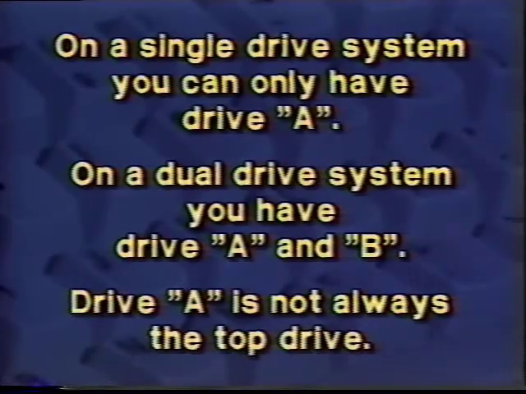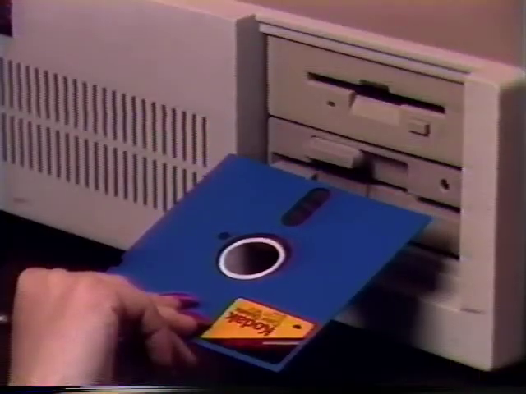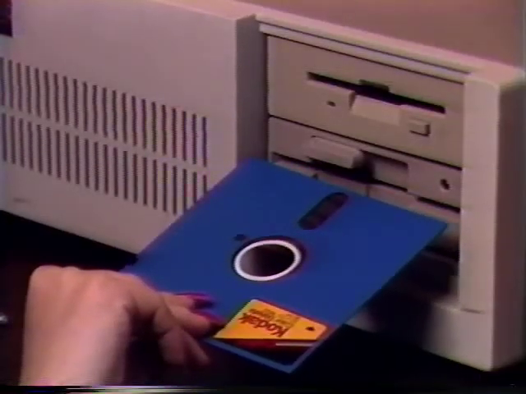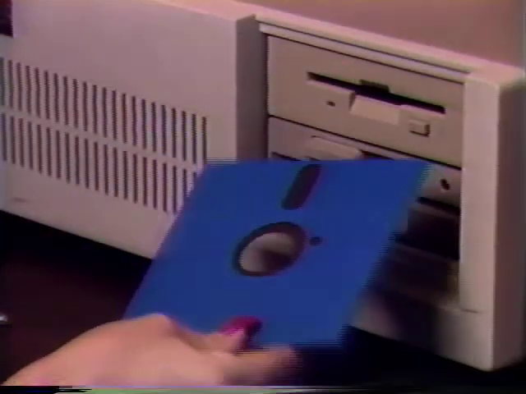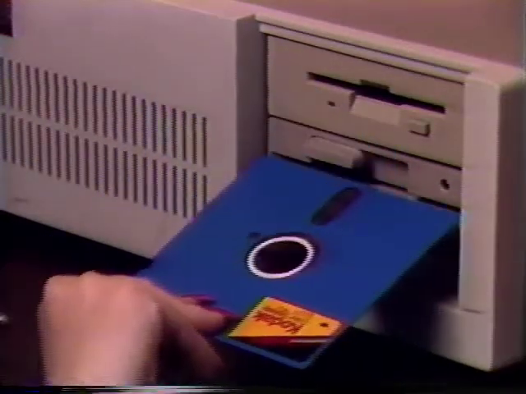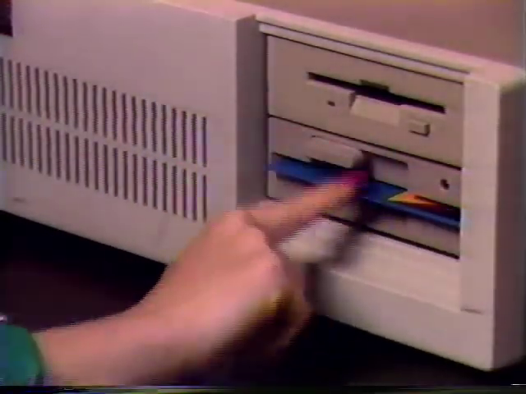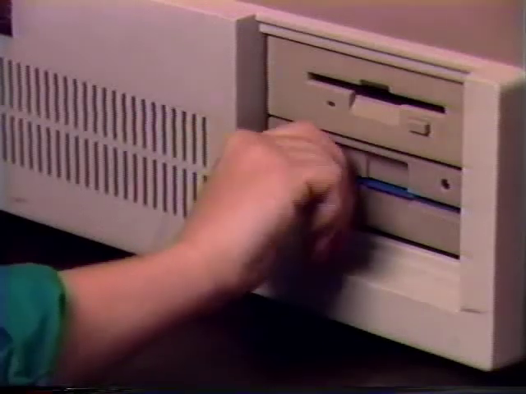But on a two-drive system, referred to as a dual drive system, the second drive is drive B. The A drive is usually the top drive, but not always. You may have to check with someone to make sure which is drive A. To insert the disk in the drive correctly, make sure you have the smooth side up, the side with a label. Make sure the end with the disk exposed in the oval hole goes in first. And close the drive door.